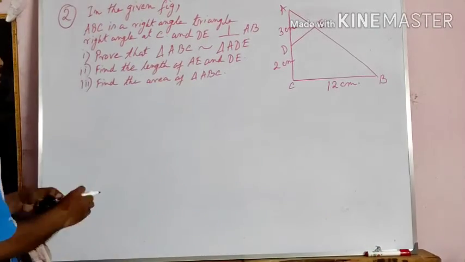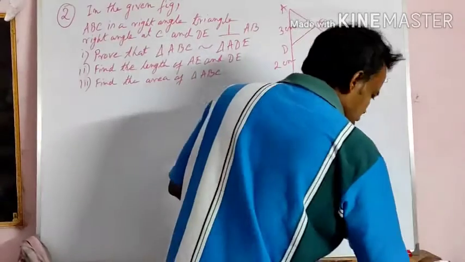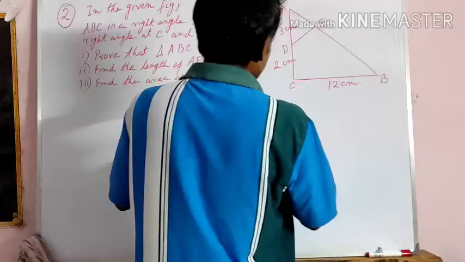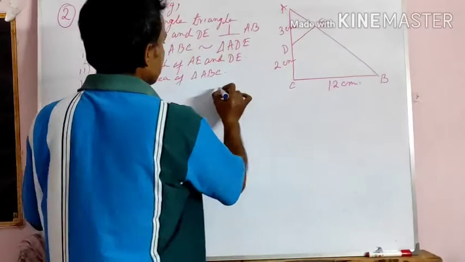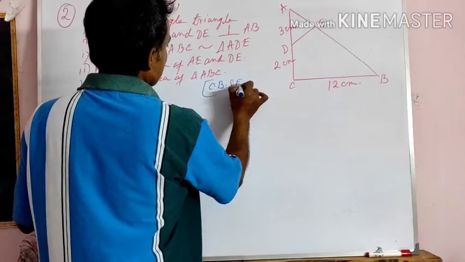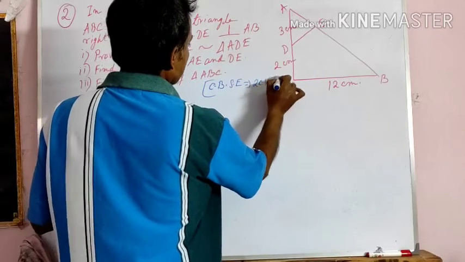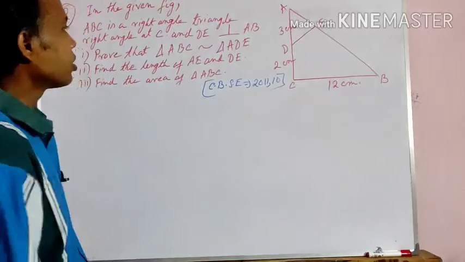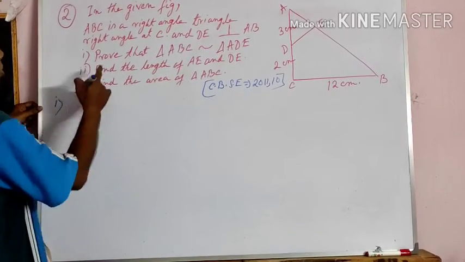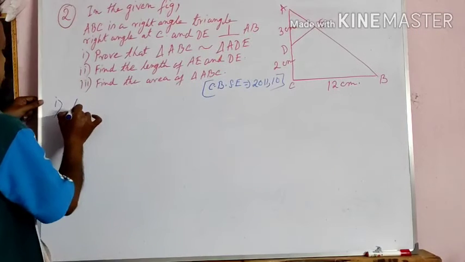So this is a very important question. This question has come from CBSE in the years 2010 and 2011. Okay, very important question. So let us solve it. First part, prove that ABC and ADE are similar triangles.